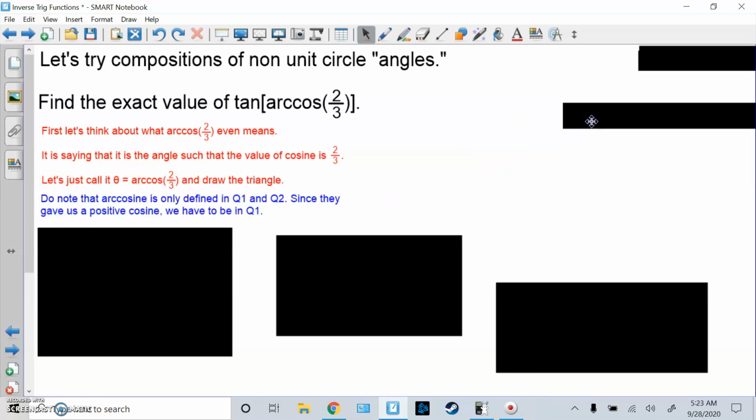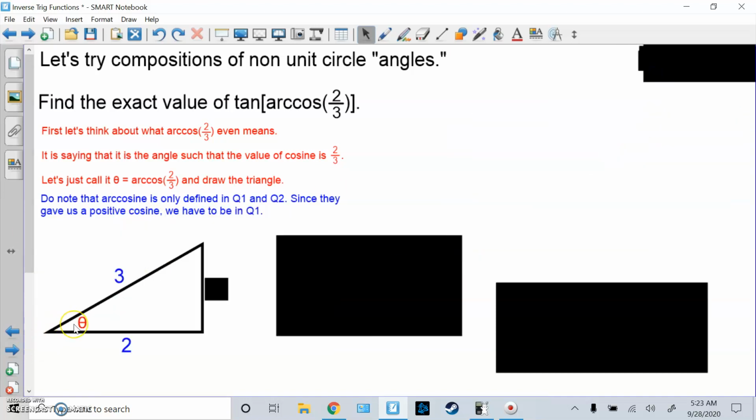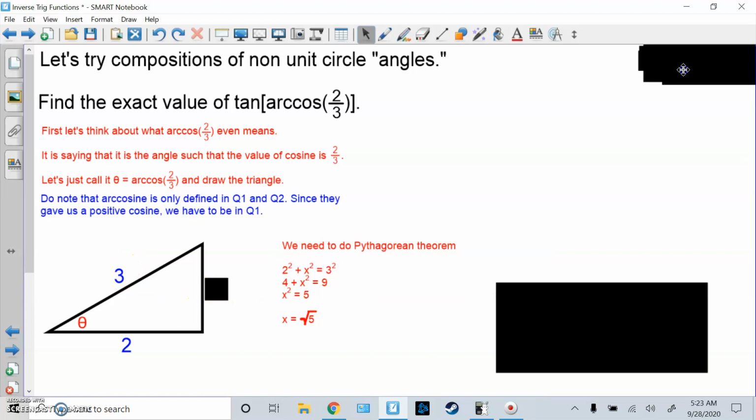Theta equals the angle arc cosine 2/3, and draw the triangle. Now, we do need to know that arc cosine is only defined in quadrant 1 and quadrant 2, from 0 to pi. Since they give us positive cosine, we must be in quadrant 1. We cannot be in quadrant 2, 3, or 4. So I'm going to draw a right triangle. Here's theta. Cosine, adjacent over hypotenuse, is 2 over 3. To find this missing side, you do the Pythagorean theorem. When you do the math, you get square root 5.